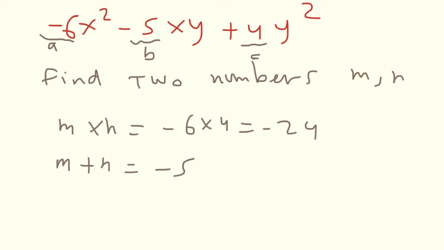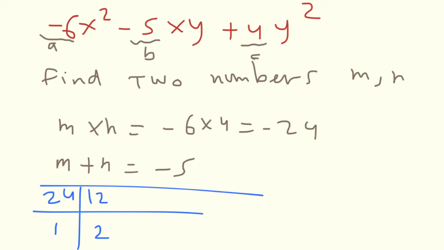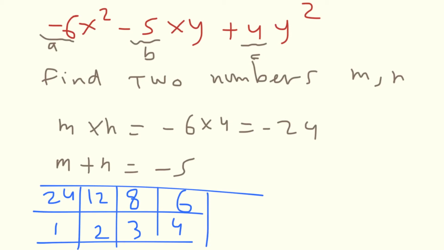If you couldn't, then you have to make a small table of all the possibilities. The 24 comes from 24 times 1, or 2 times 12, or 3 times 8, or 4 times 6. Any other possibilities? That's it. 6 times 4 becomes repeated. So these are all the possibilities.